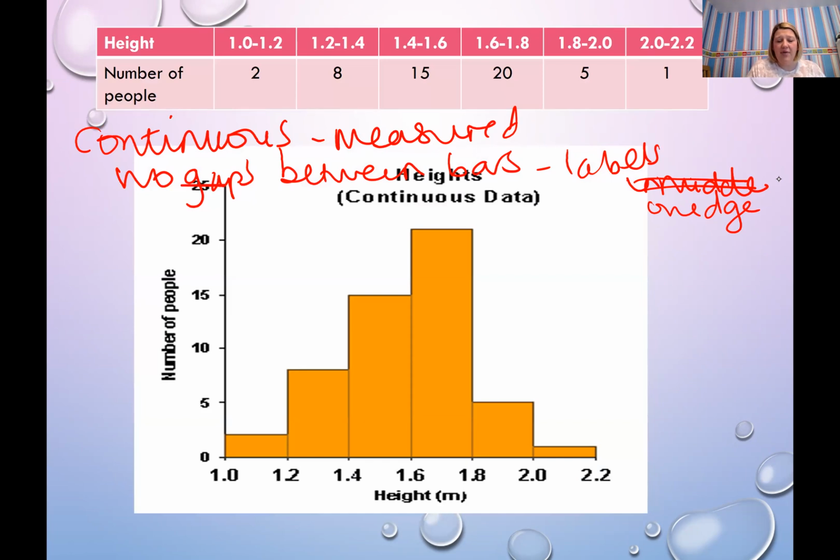So here we go. I've got my bar chart. I've got no gaps in between my bars and my labels go on the edge of each bar here. I've still got my X and Y axis measured and labeled. I've still got my scale down the side and I've still got my title. Okay, so certain key things are always there, and some are there because it's continuous data.